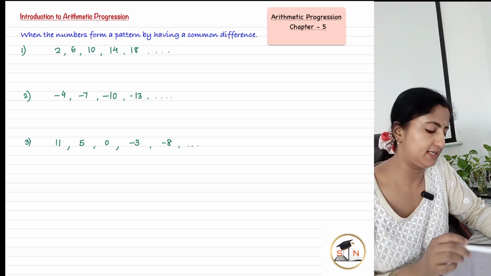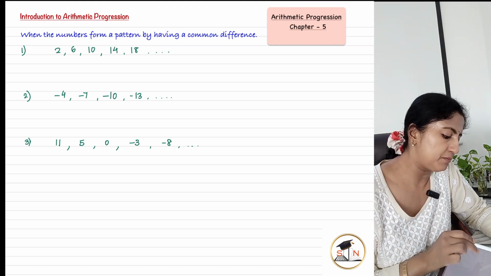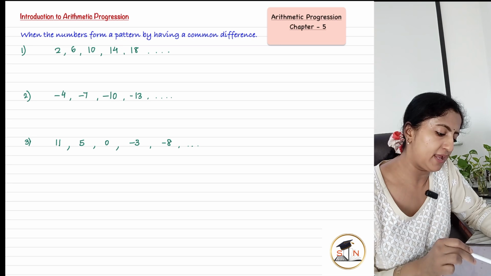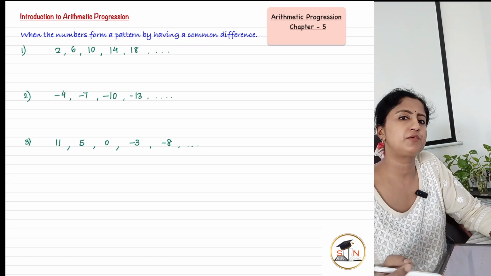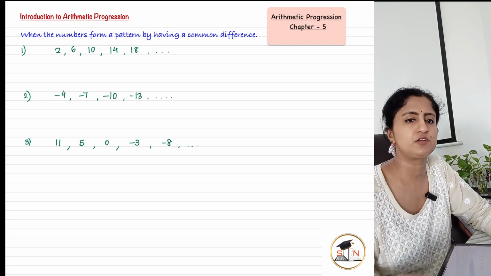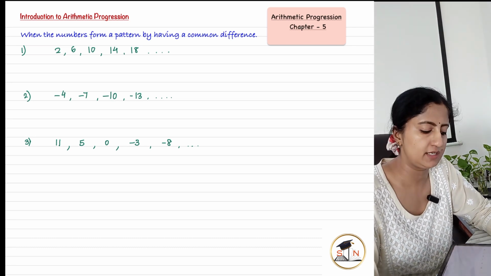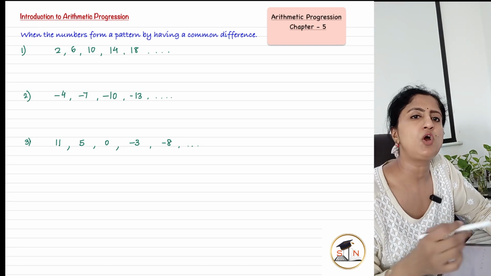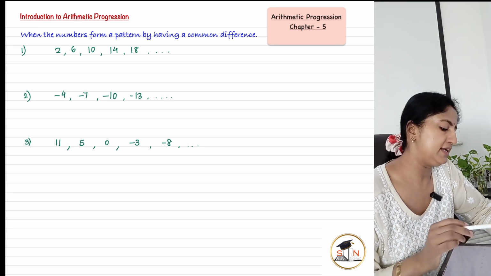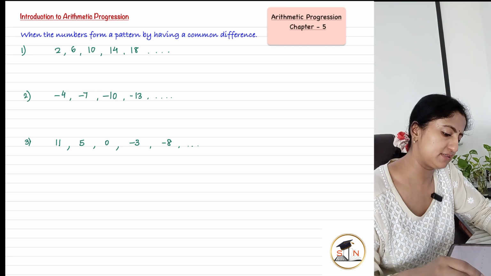Now, what exactly is it? When the numbers form a pattern by having a common difference. So what makes an arithmetic progression stand out from a general pattern of numbers, or any other kind of series or progression, is that every term has some common difference. Okay. Let's try to understand with the help of examples.